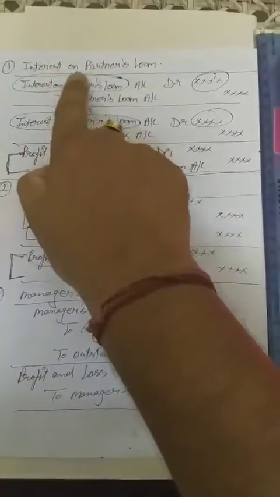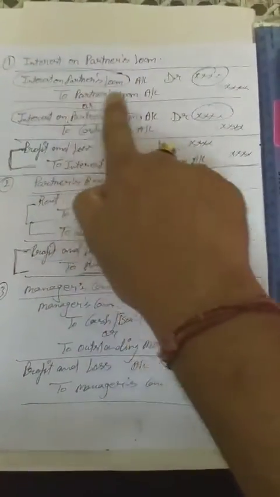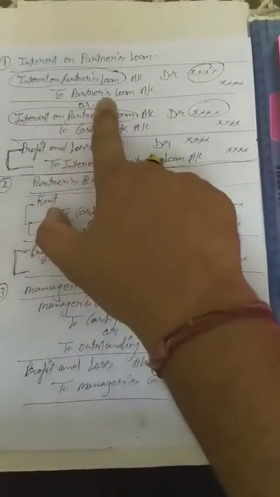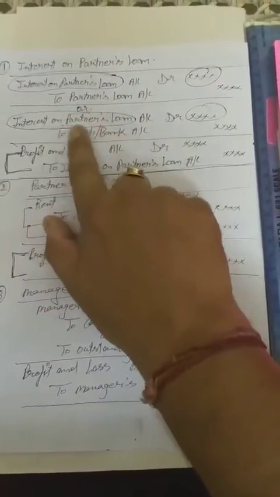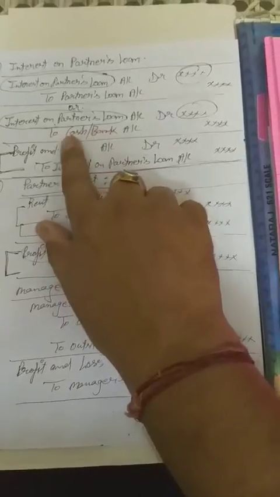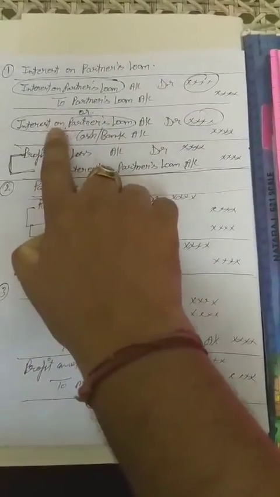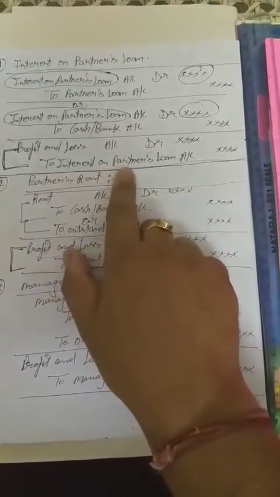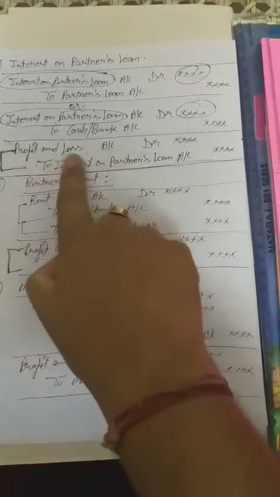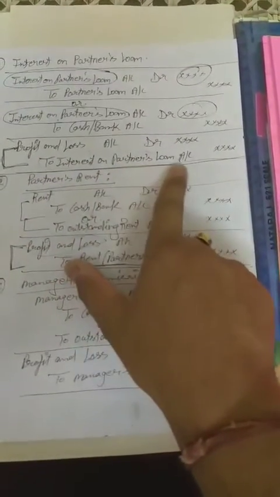It is related to interest on partners' loan account: interest on partners' loan account debit to partners' loan account if it is not paid in cash, and if it is paid in cash, we write credit to cash account. Then how the interest on partners' loan is transferred to the profit and loss account: profit and loss account debit to interest on partners' loan.